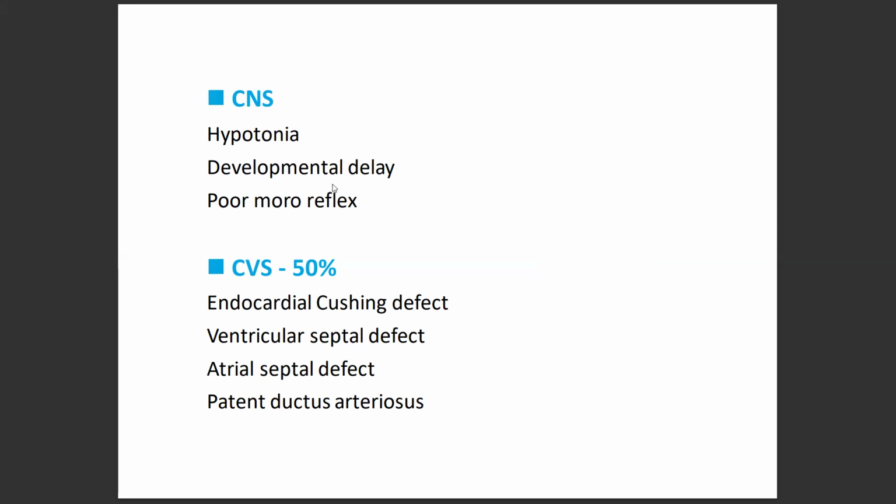So system-wise, we have to remember all of these clinical features of Down syndrome babies. In the CNS, we have hypotonia, developmental delay and poor motor reflex. And in the CVS, 50% of the clinical features are due to the CVS, like endocardial cushion defect, which is most common, then ventricular septal defect, atrial septal defect, and patent ductus arteriosus.